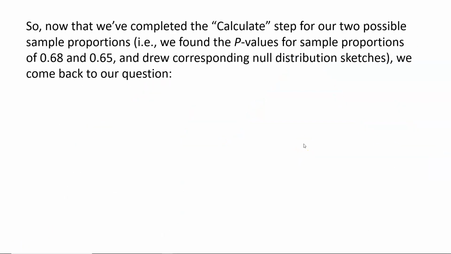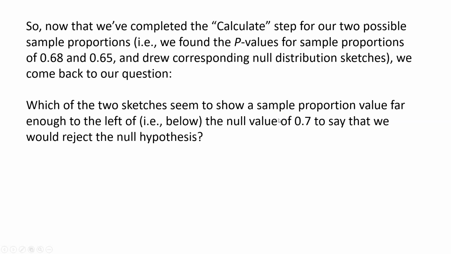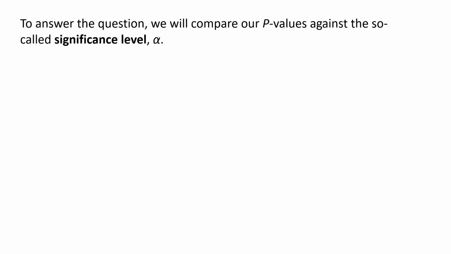So now that we've completed the calculate step for our two possible sample proportions, that is, we found the p or probability values for the sample proportions of 68% and 65%, and we drew corresponding null distribution sketches, we now come back to the question we asked before doing that. Namely, which of the two original null distribution sketches with the triangles seem to show a sample proportion value far enough to the left of, that is below, the null value of 70% or 7/10ths to say that we would reject the null hypothesis? Well, to answer that question, we will compare our p-values against the so-called significance level alpha.